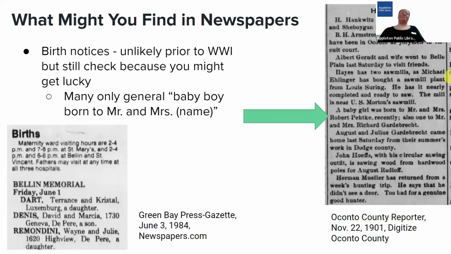So now I'm going to briefly talk through and give you a few examples of some of the great things that you can find in newspapers. Birth notices: sometimes you get a little notice about people being born, which is great if you don't have a vital record for them. Unfortunately, these notices are unlikely prior to World War I, but I would still check because you never know, you might get lucky. But many of them are really general, like baby boy born to so-and-so. So you can see these examples here.